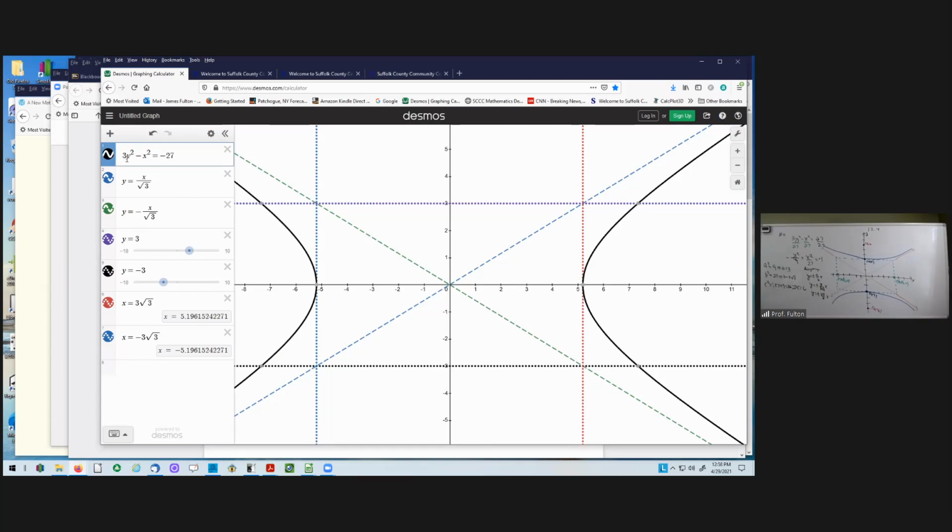Because now, whereas A was the coefficient under the y squared in the last one, it's now the coefficient under the x squared term. So it kind of flips everything around.